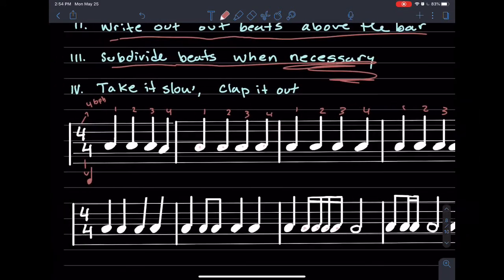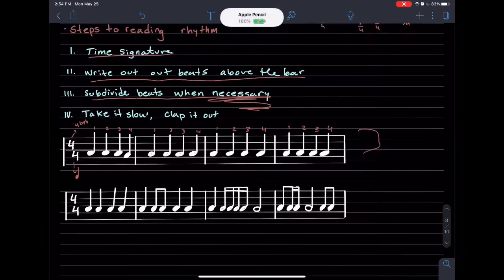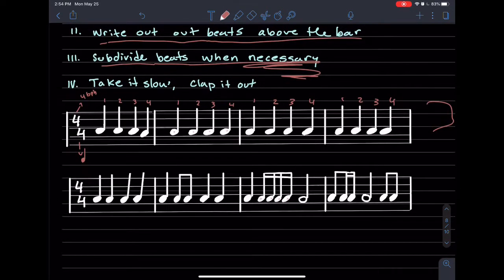Okay, so we did not have to do that. And the last step is to take it slow and clap it out. Just for demonstration purposes, I'll clap out this first line here. Okay, so just the first line. I'll give us a bar of 4/4, so I'll count to 4 and then I'll clap it out with my hands, okay? 1, 2, ready, go.